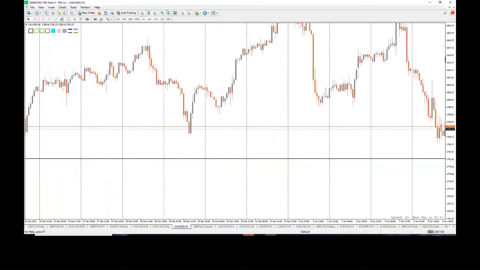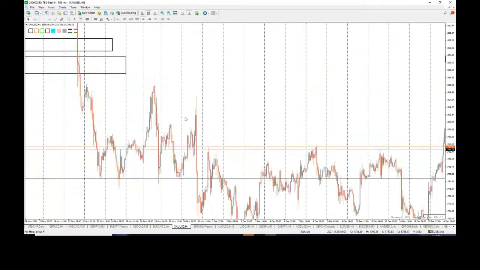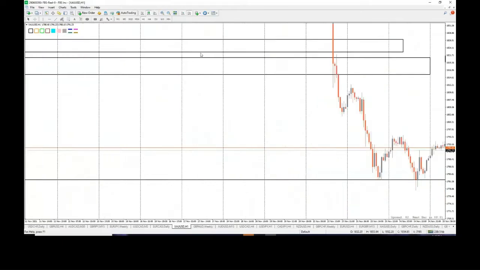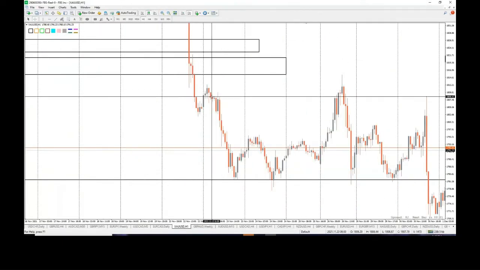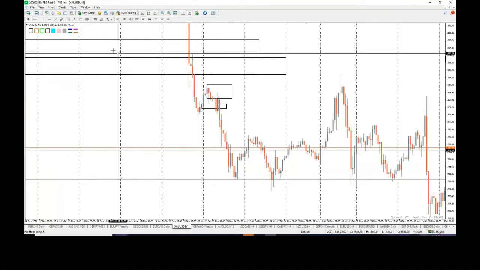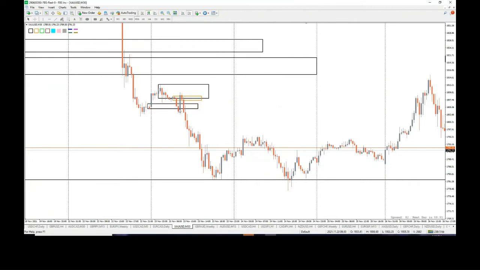I'll show you. The next day, the price is still making an engulfing, an engulfing fail. So when the price comes back into the zone, we just sell on the engulfing sell. We just continue to sell into the zone.